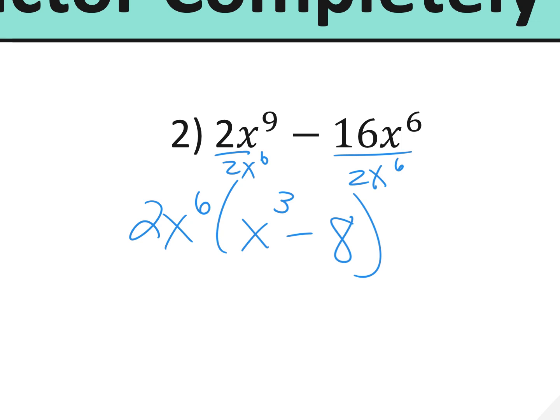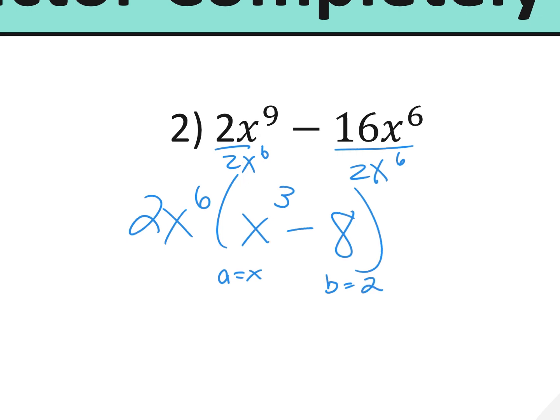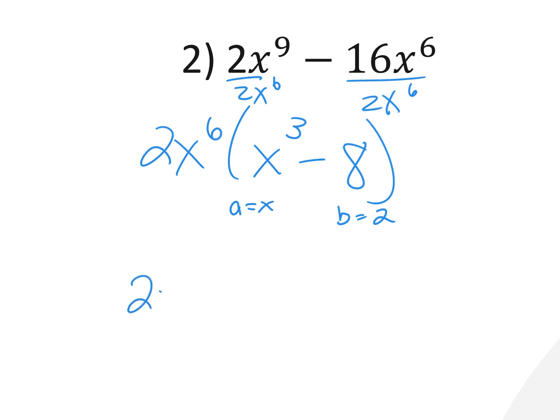No. Is it the difference of perfect cubes? Yes. So this A is x. My B term is, what number times itself 3 times gives me 8? 2. Good. So let's think about what this pattern looks like. My 2x to the 6th is still here. What is my first parenthesis? X minus 2. Perfect.